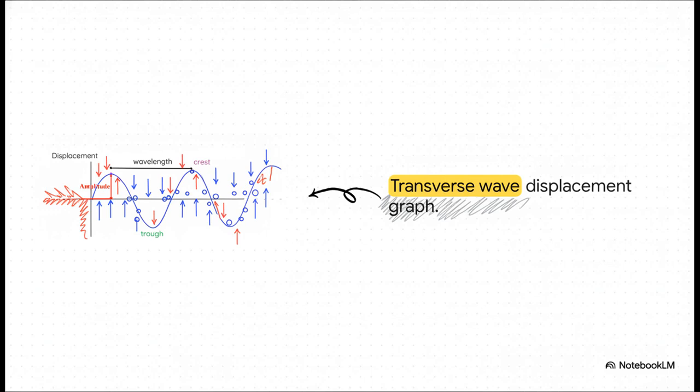To really visually anchor this, take a look at the diagram. Notice how the blue line represents displacement. As the wave's energy travels forward, moving from left to right across the screen, the actual particles of the medium are just bobbing up and down. That perpendicular up and down particle motion is exactly what creates those high points, which we call crests, and the low points, which we call troughs.